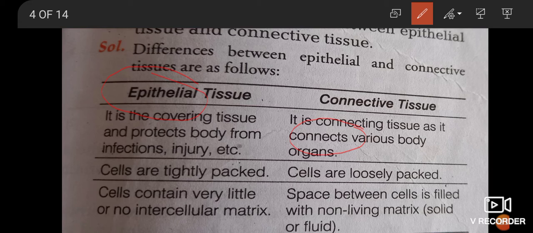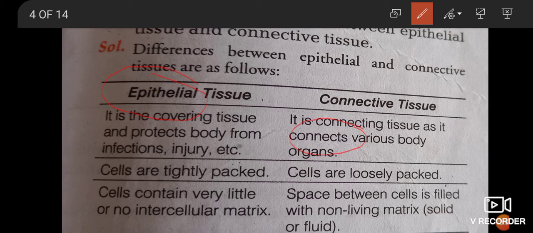The second difference is that cells are tightly packed with each other with no intercellular space, or we can say very less intercellular space, because they have to protect the particular linings of our body. So they are making a formation like a foundation, a basement-like structure. That is why we cannot find any kind of intercellular spaces in the epithelial tissues.